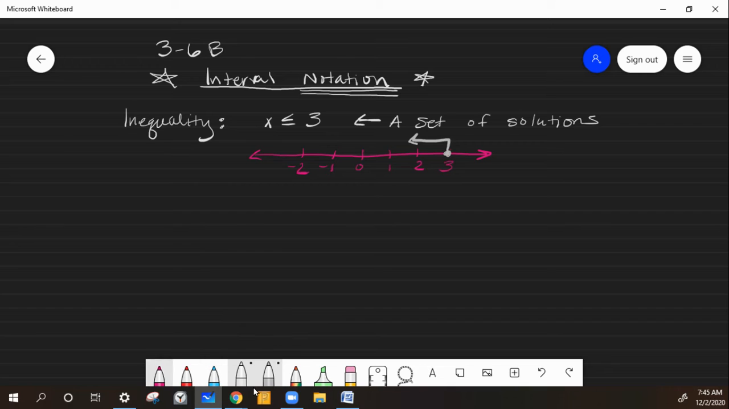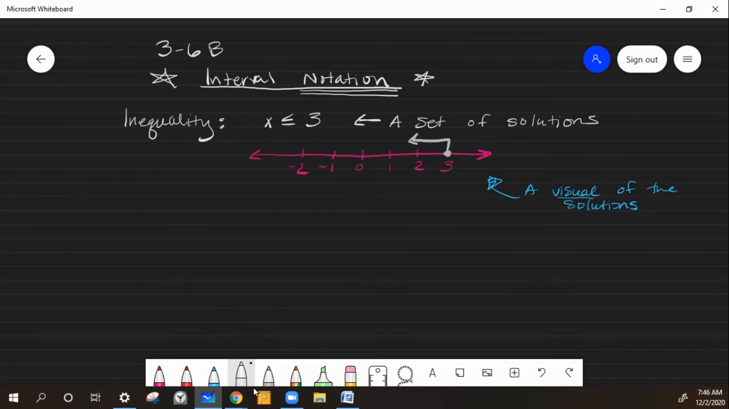I think we can all agree that this is a visual of the solutions. It's a way for us to see it. Kind of like if I were to draw a picture of the solutions, this would be my picture. Not as beautiful as some of your pictures, but it is a visual of our solutions.